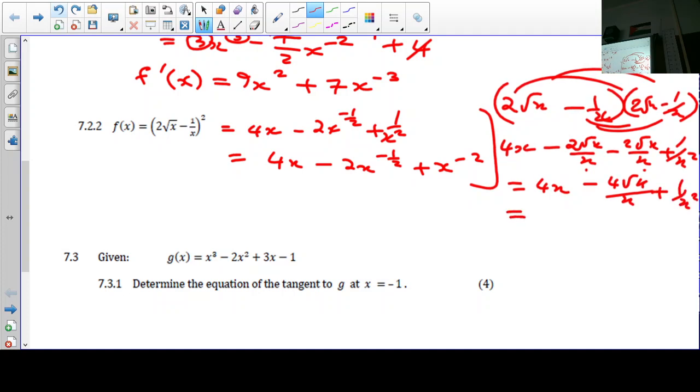Of course, we bring the exponents up, so it will be 4x minus 4. Now, the root of x is x to the half. So x to the half over x to the 1 is going to be x to the minus half. And then we bring x squared up, it becomes x to the minus 2. Which gives you the same answer.